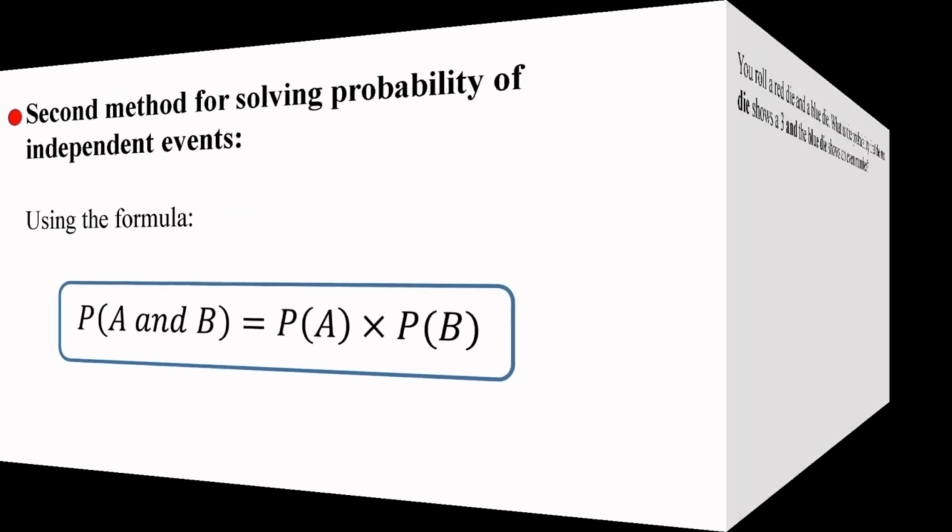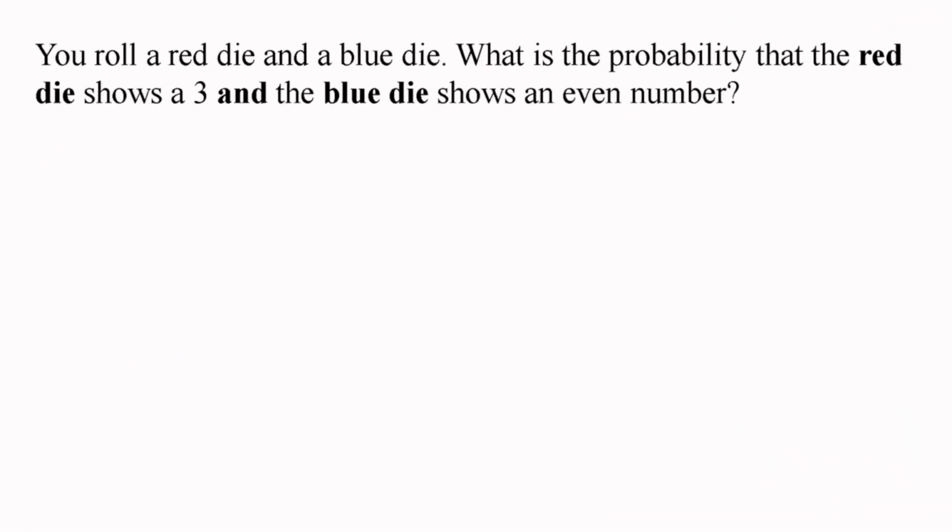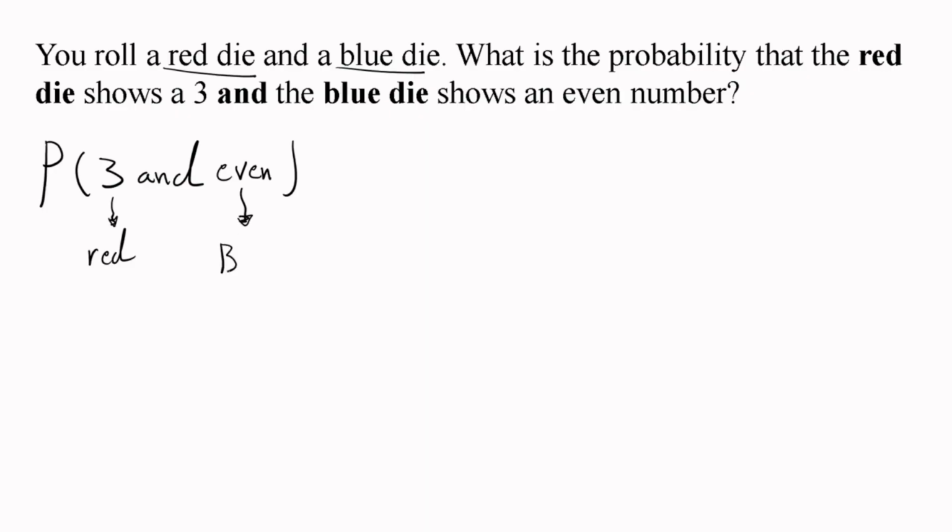The first example that we have here, we are going to roll a red die and we are going to roll a blue die. What is the probability that red die shows 3? So I'm going to write like this, P of 3, and blue die shows even. So this 3 is related to red die, and this one, the even number, is related to blue die. I'm gonna find the probability of each one separately, and then I'm gonna multiply them by each other.